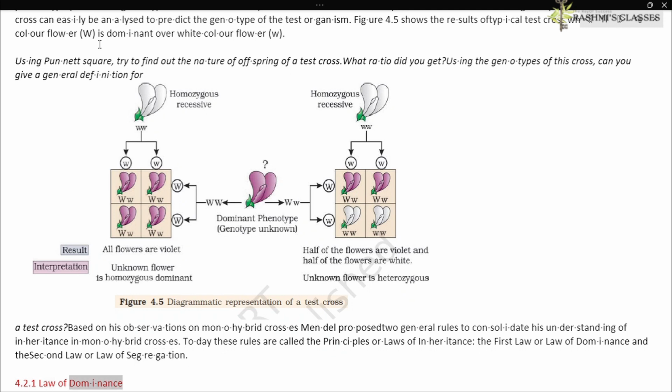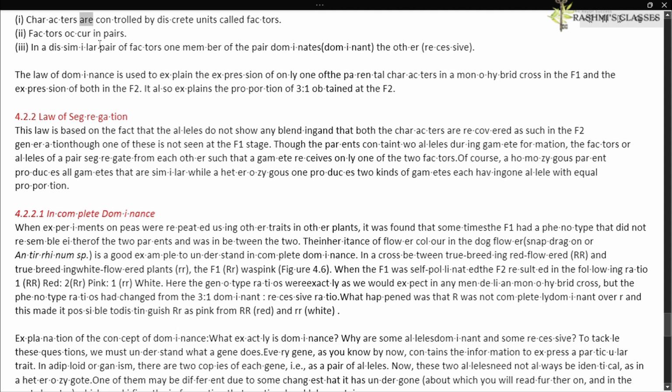4.2.1 Law of Dominance. 1. Characters are controlled by discrete units called factors. 2. Factors occur in pairs. 3. In a dissimilar pair of factors one member of the pair dominates (dominant), the other is recessive. The law of dominance is used to explain the expression of only one of the parental characters in a monohybrid cross in the F1 and the expression of both in the F2. It also explains the proportion of 3:1 obtained at the F2.